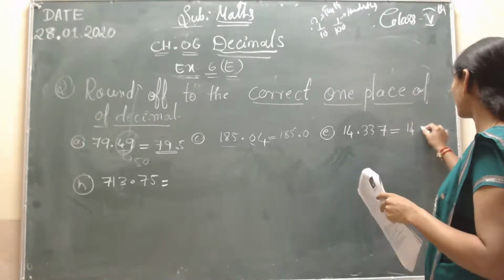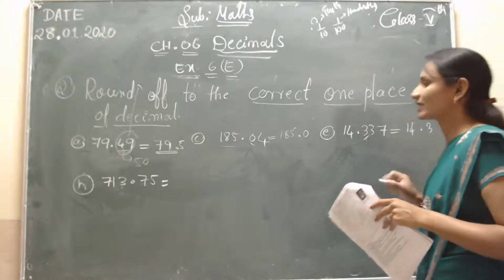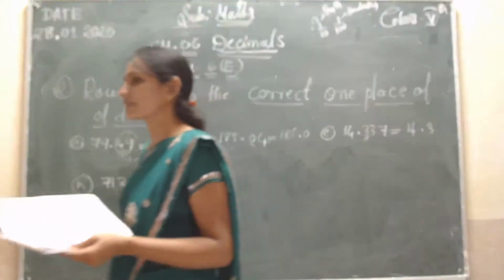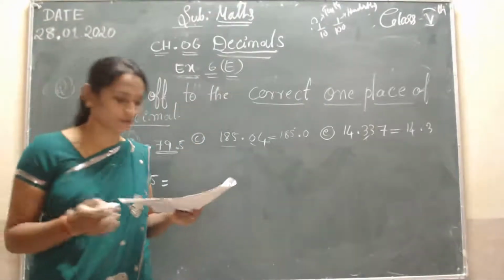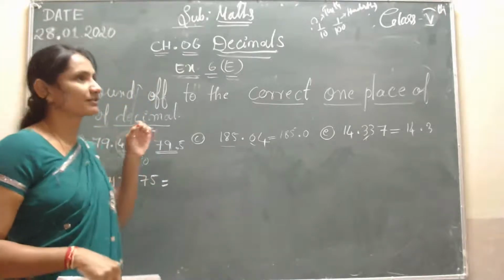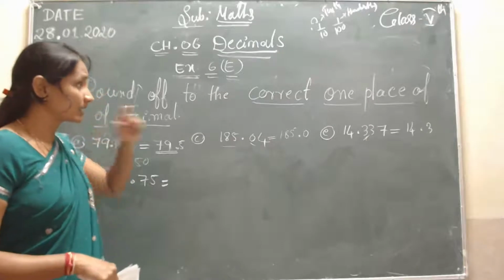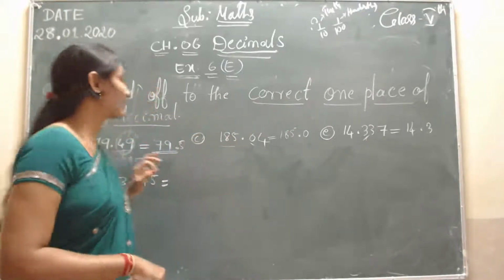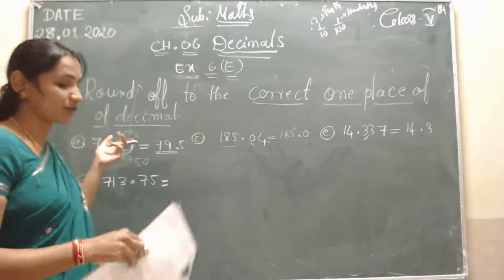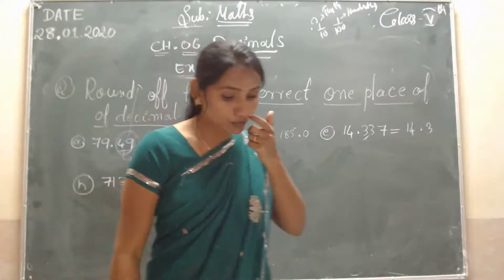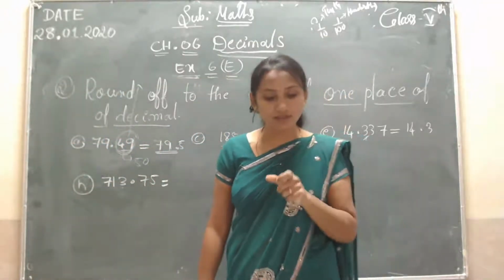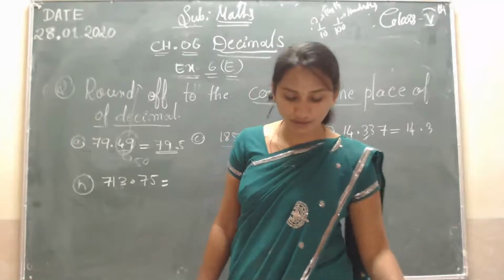14.339 means same, students. You do not change weaker numbers. So weaker numbers do not change, you have to write them as it is. Because weaker numbers are 0 to 4, you have to consider that a weak number is not changed. But here, the correct one place is asked for in the question. What is asked before? The nearest one place.